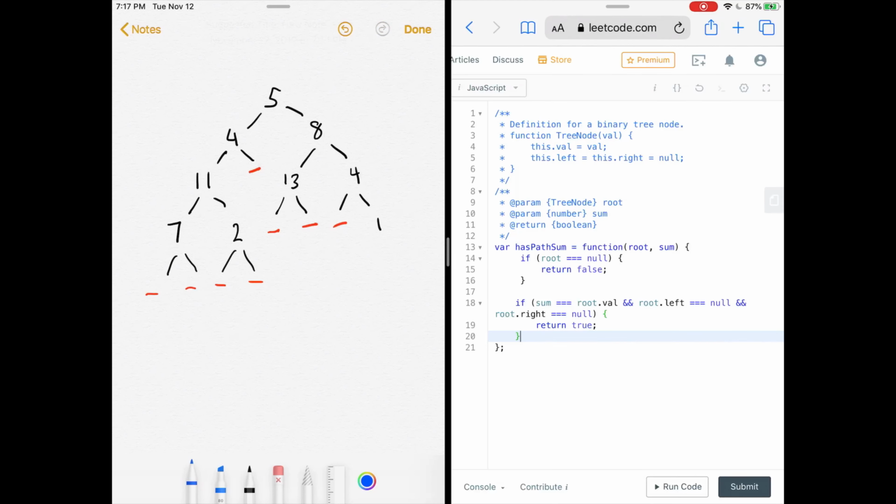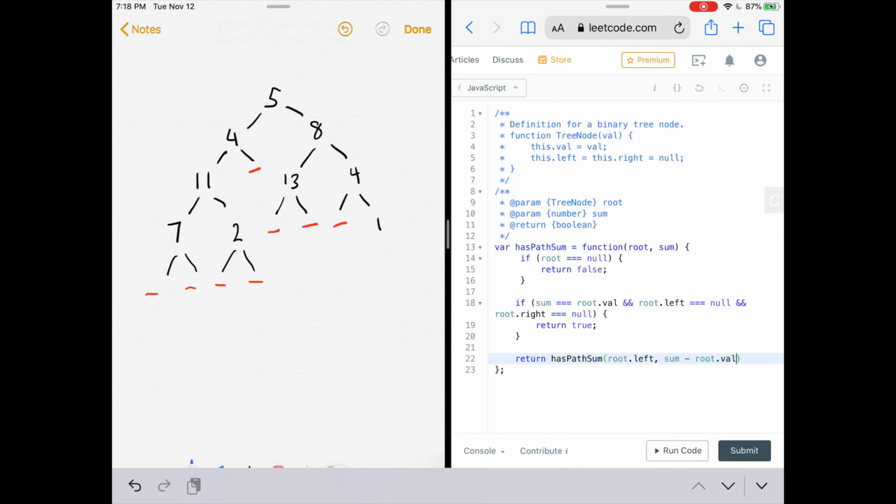All right, so the first two if statements are basically saying two different ways that we have to be at a final child node. And if we're not, we're going to have to keep recursing. So that would look like this. You would return has path sum root.left, sum minus root.val. So all we're doing here is saying we haven't gotten to a final child node, so just pass in the left side instead. Also, subtract the value I'm on from the sum.